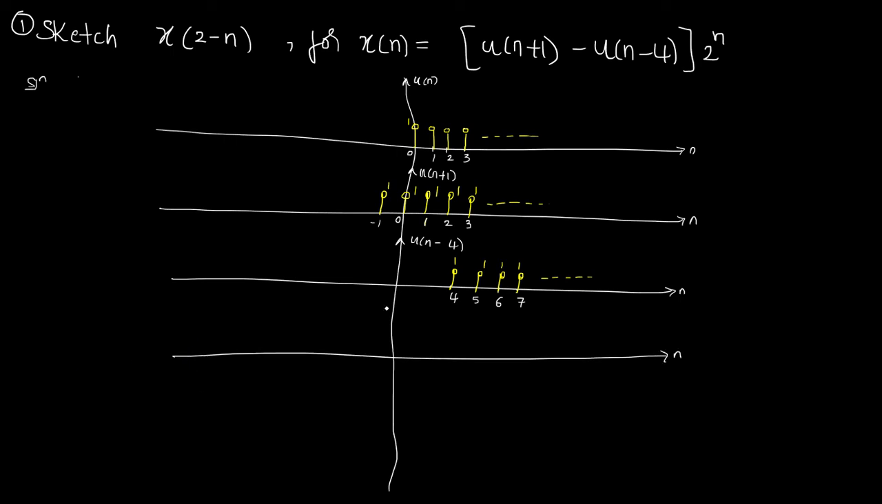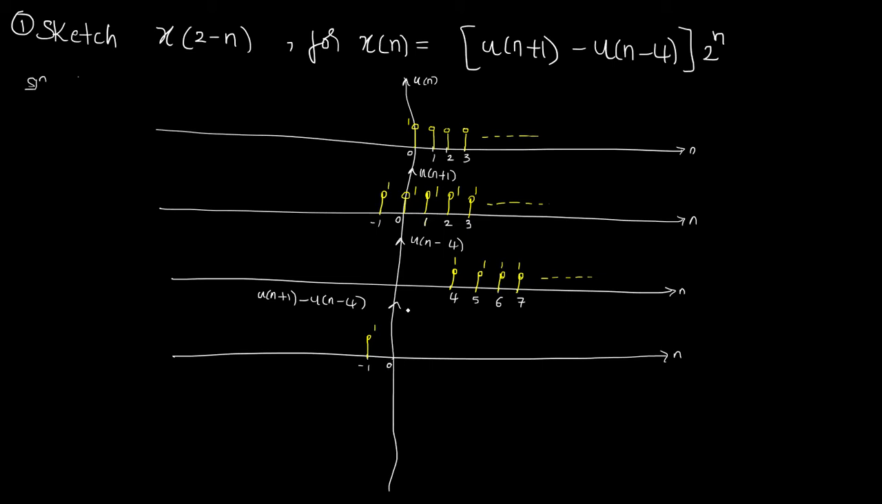So let us subtract u of n minus 4 from u of n plus 1. Here is u of n plus 1 and here is u of n minus 4. From left to right, let us subtract. Here the amplitude is 0, and 0 minus 0 is 0. At minus 1, the amplitude is 1 here, but here the amplitude is 0. So 1 minus 0 gives you 1. At minus 1, you write the amplitude 1 after subtraction.